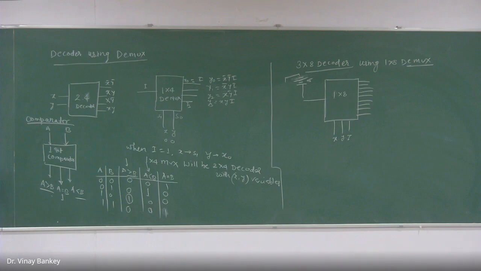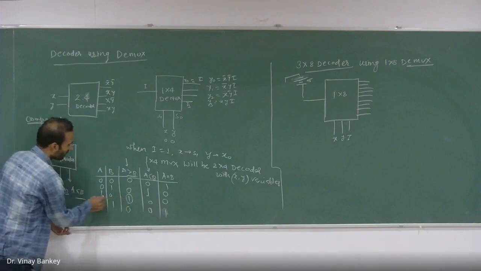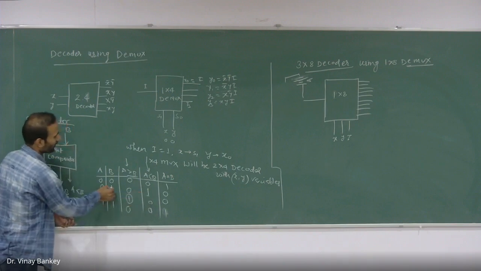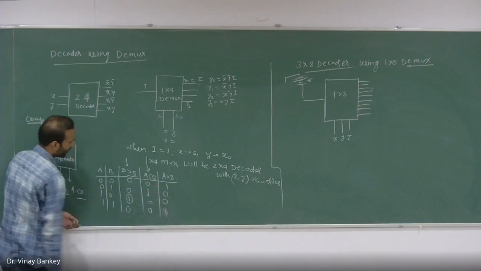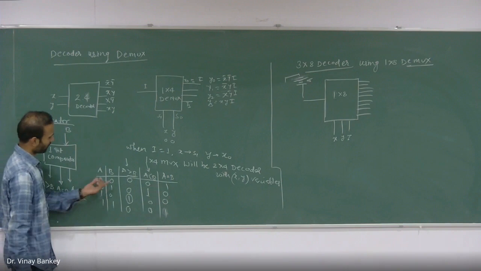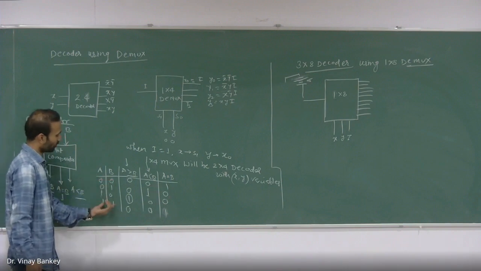Correct. So it is very easy. How can you write this? This will be A B bar, this will be A bar B, and you need one XNOR gate.